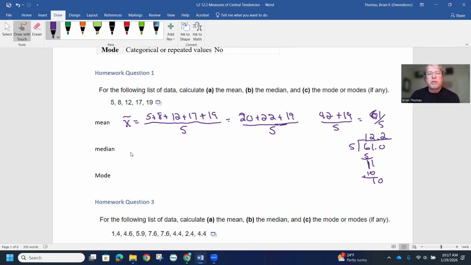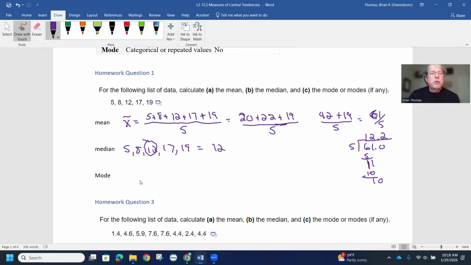Just pay attention to rounding if they want you to round it further. Usually we want to go one more place than the data, but I don't think our book actually does that all the time. For the median, we order the data, and it looks like it's already ordered: the 5, the 8, the 12, the 17, and the 19. Since there are five pieces of data, the middle value, this 12, jumps right out at us. So the median would just be this 12.